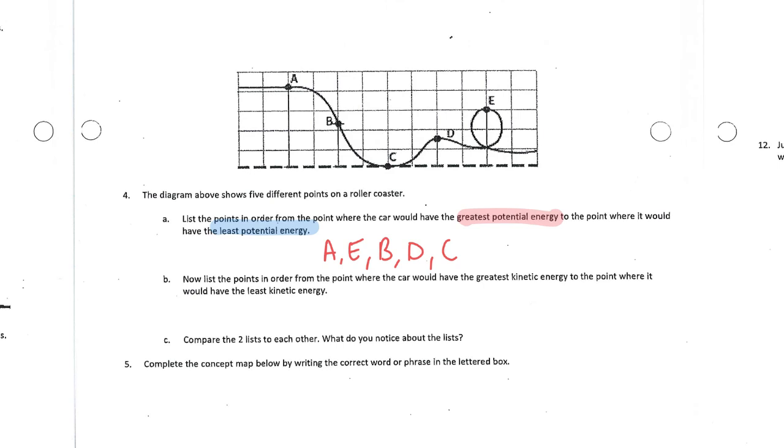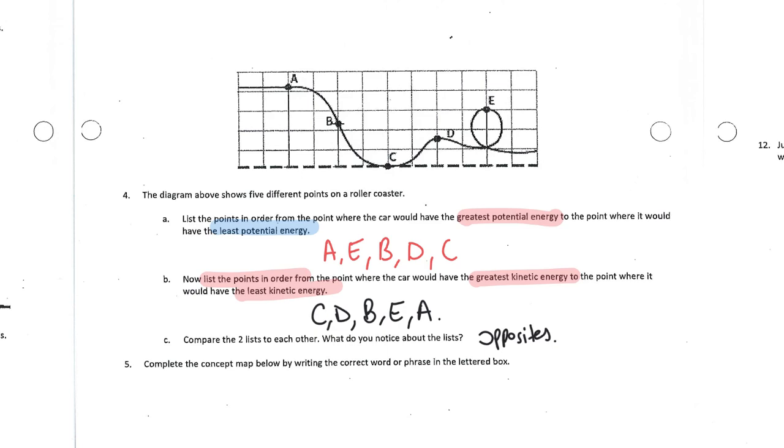Now you want to list the points in order of the greatest kinetic energy to the least amount of kinetic energy. So the idea would then be, okay, where is he going the slowest? Oh, wait, you want the fastest? The fastest would be where he is the lowest. So C, then D, then B, then E, then A. Right, so effectively the reverse order, because remember, at any given point in time, the potential energy and the kinetic energy are going to add up to the same. Right, they're opposites.